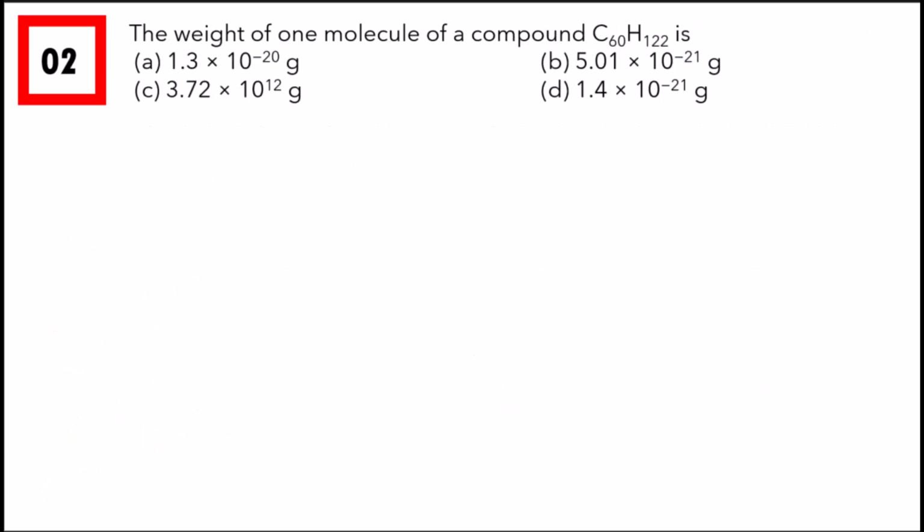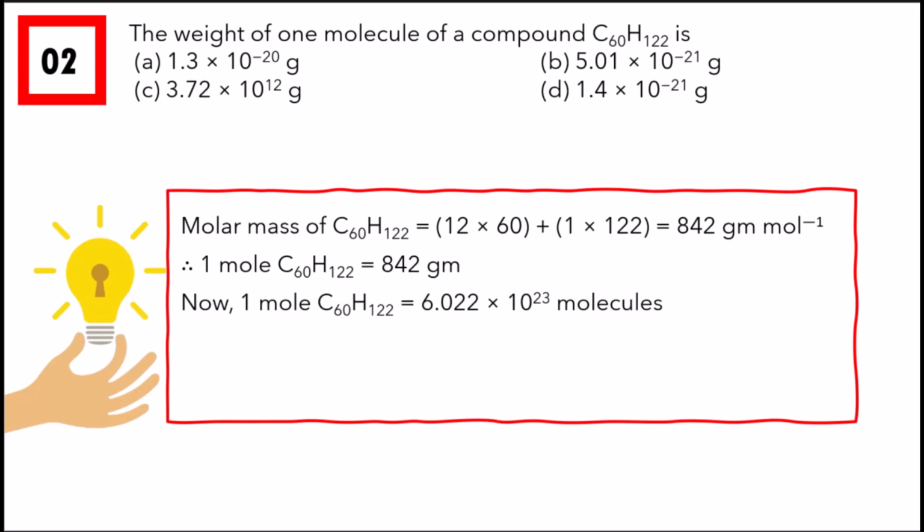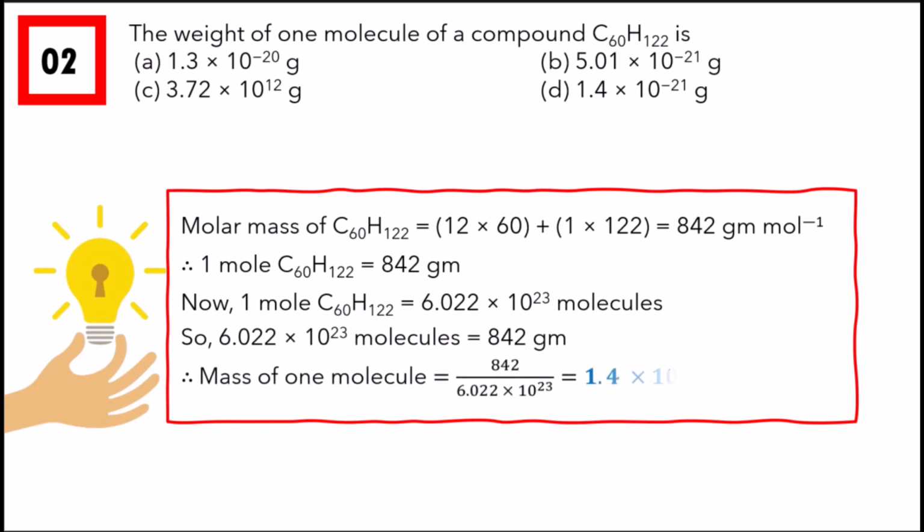Next question is about finding the weight of one molecule of a compound. If you find the molar mass for the given formula, it is 842 gram per mole. That means 1 mole of this particular compound has 842 gram of mass. 1 mole means Avogadro number of molecules. So Avogadro number of molecules is equal to 842 gram. Therefore, the mass of one molecule is equal to molar mass divided by Avogadro number. In that way, the correct answer is option D.